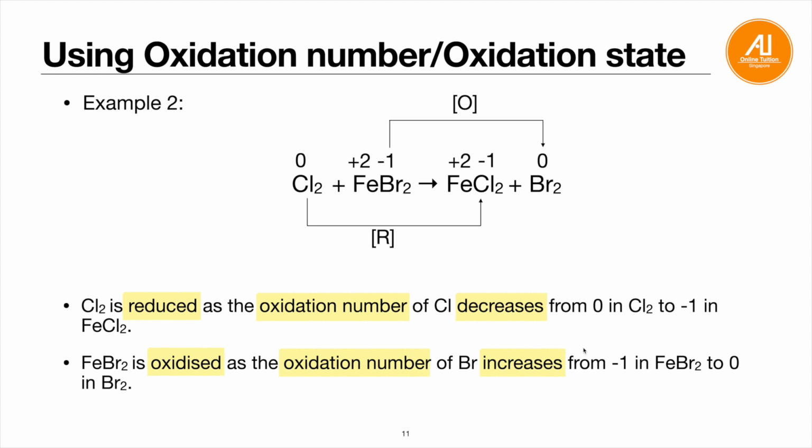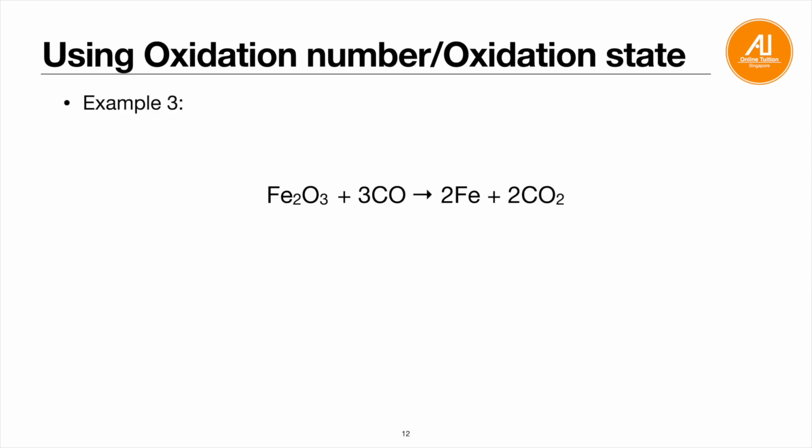Okay, next one, example 3. Let's take a look at this equation. Fe2O3 plus 3CO gives you 2 iron plus 2 CO2. If you know what is going on, this is basically your third equation in the blast furnace, extraction of iron.